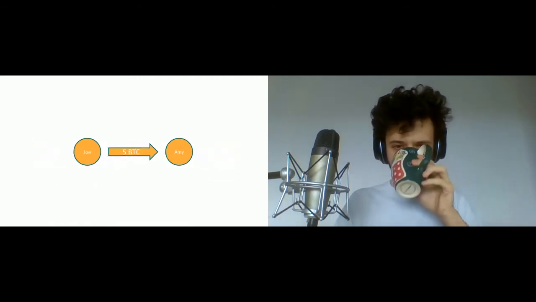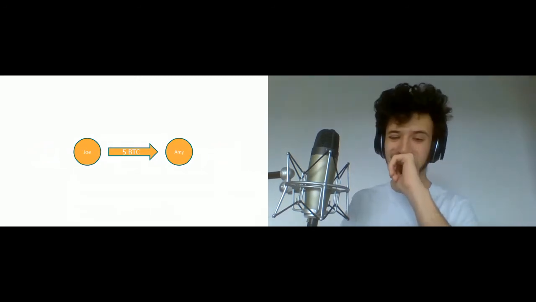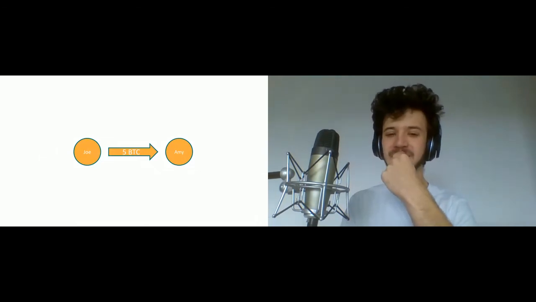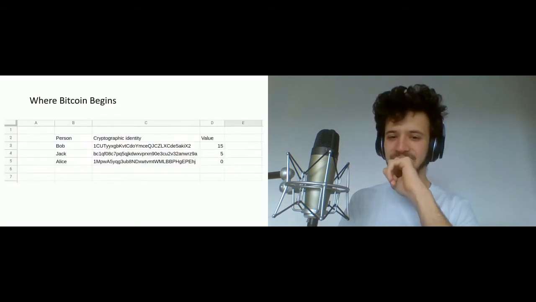Whereas in the case of Bitcoin, it's trying to do essentially that thing, but without this intermediary. So let's see how it actually happens.